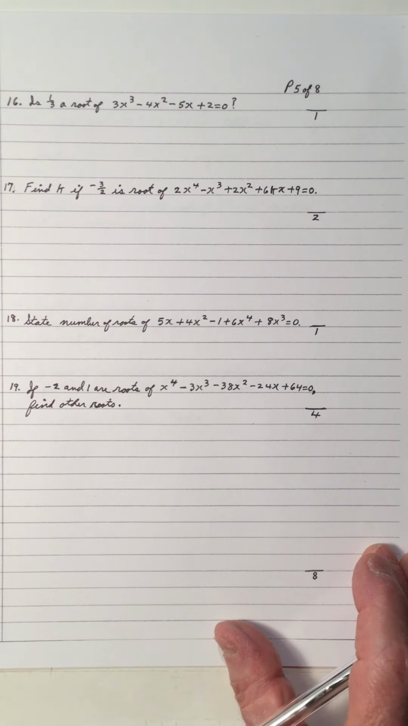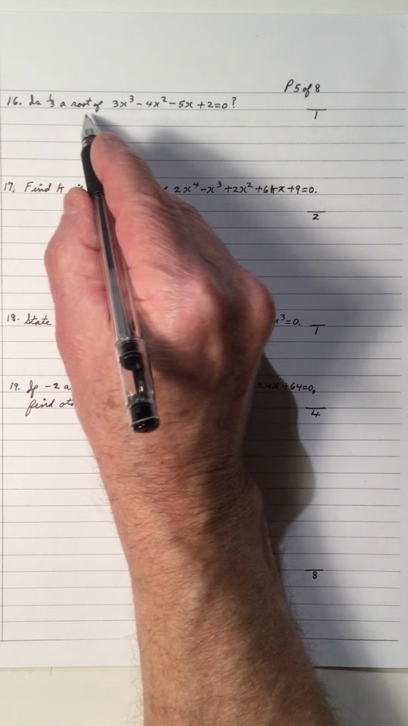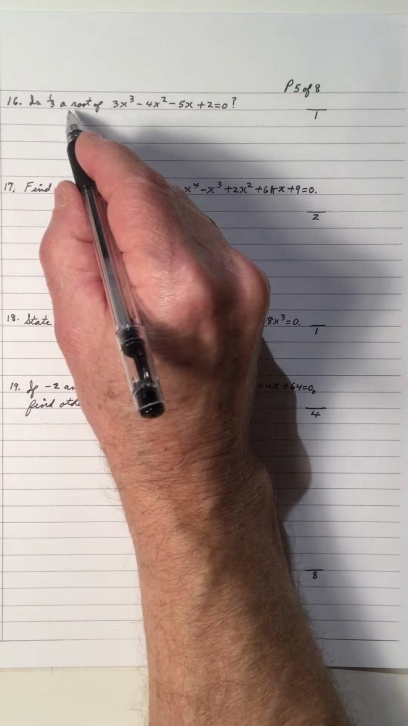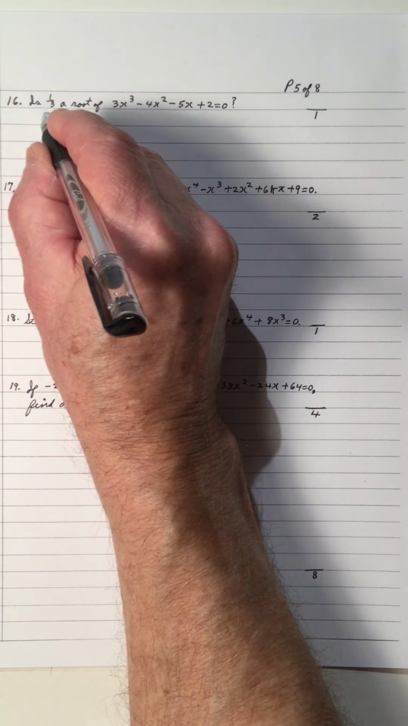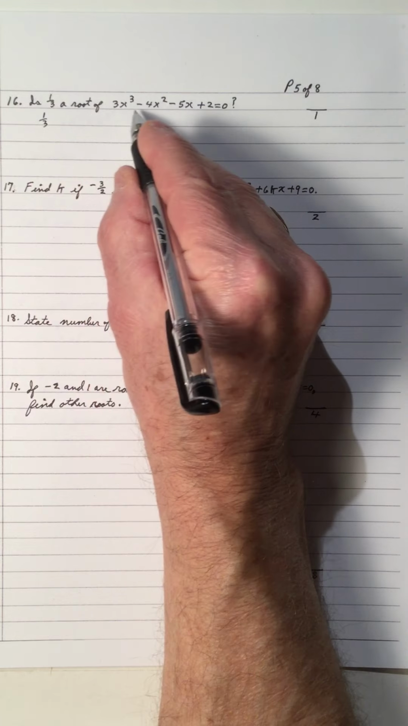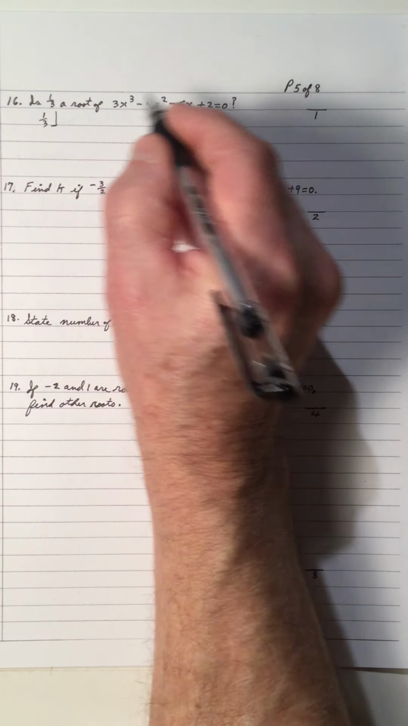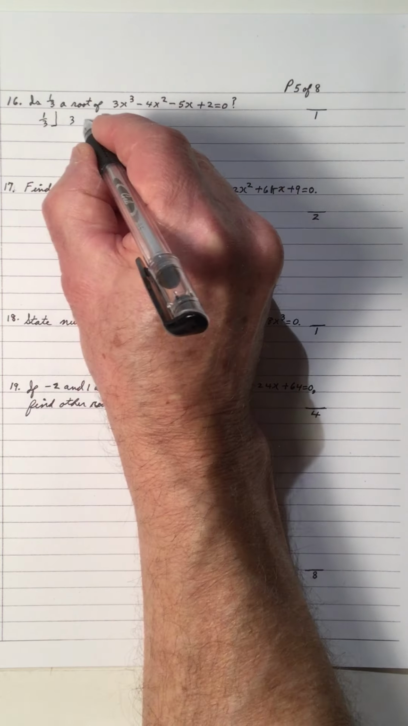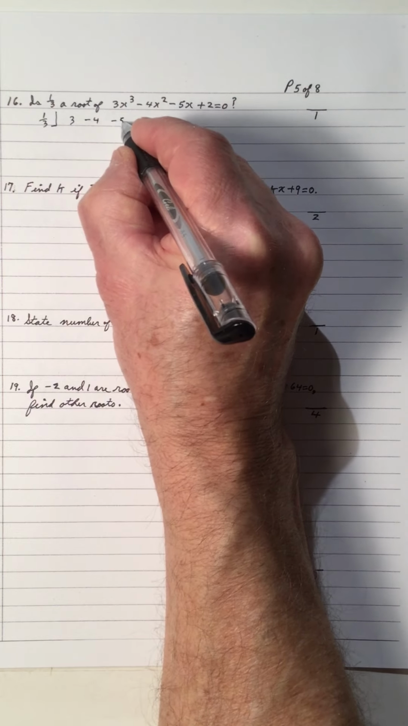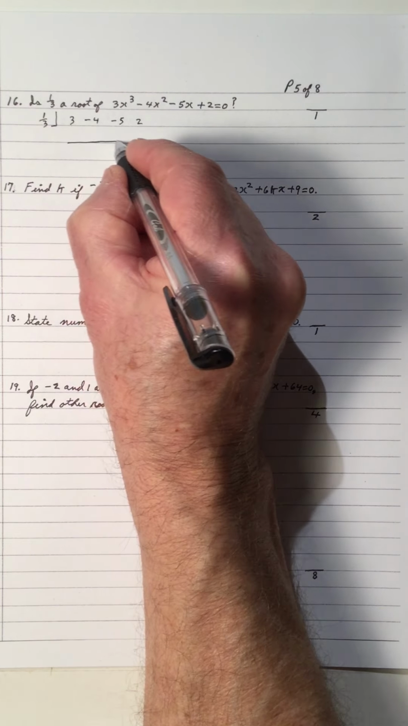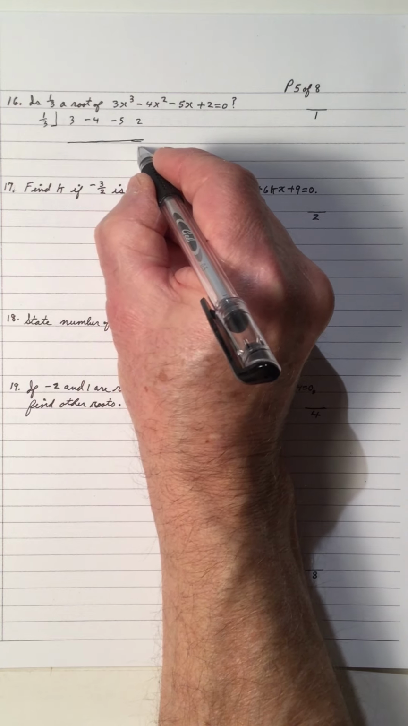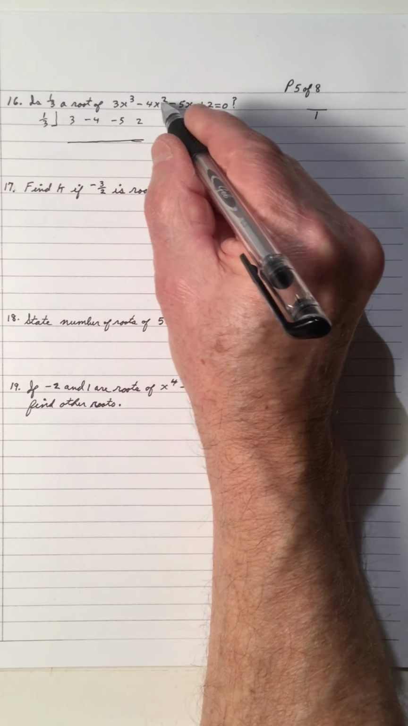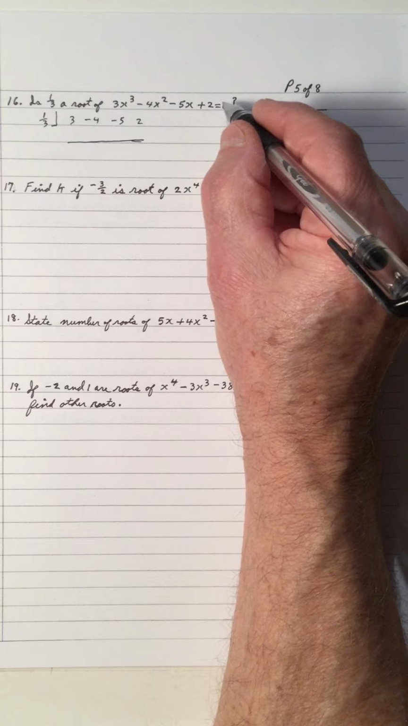Okay, let's continue. Is 1/3 a root of this equation? Notice this is an equation, 1/3 is a root. So one way is I could sub 1/3 in and work it out. But if I do synthetic division, I got 3, 2, 1. I got to make sure they're all there. 3, negative 4, negative 5, and 2. So if I do synthetic division, and this remainder here is 0, then that's a root. Or I could sub in 1/3 and work it out to see if I get a 0.